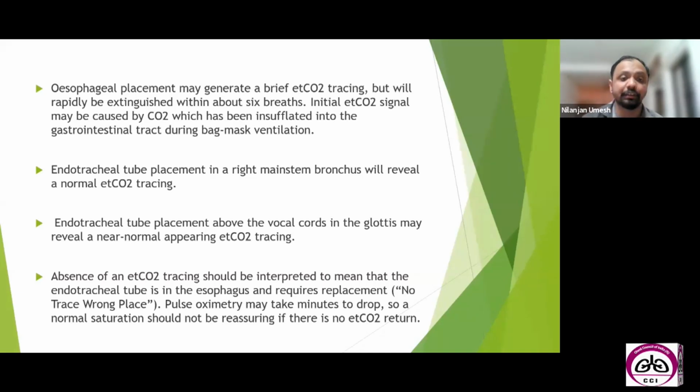And the absence of an EtCO2 tracing should be interpreted to mean that the endotracheal tube is in the esophagus and requires replacement. That is, no trace, wrong place. Pulse oximetry may take minutes to drop, so a normal saturation should not be reassuring if there is no EtCO2 return. Please, we have to change the position of the ET tube.